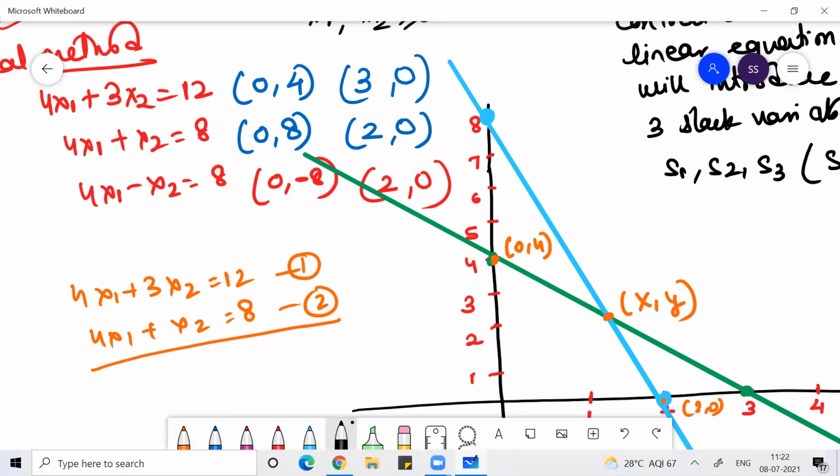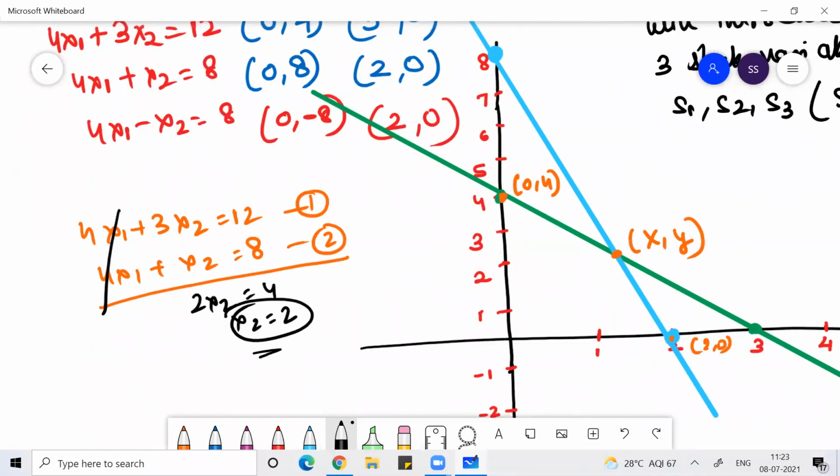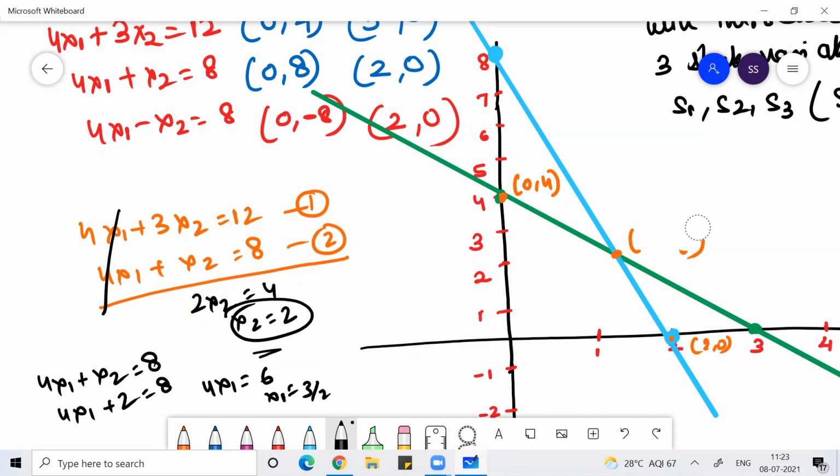I can simply solve these two linear equations. Subtract them, you'll get 2x2 equal to 4, so x2 equals 2. Put that in any equation: 4x1 plus x2 equal to 8, so 4x1 plus 2 equal to 8, so 4x1 is equal to 6, so x1 is equal to 3 by 2. We get this value 3 by 2 comma 2. Clear, everyone?